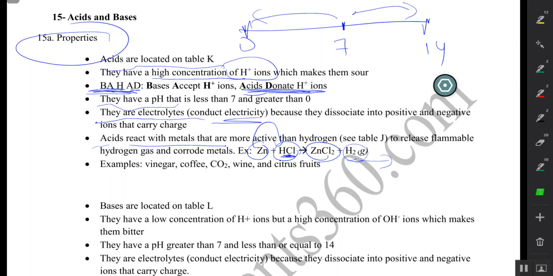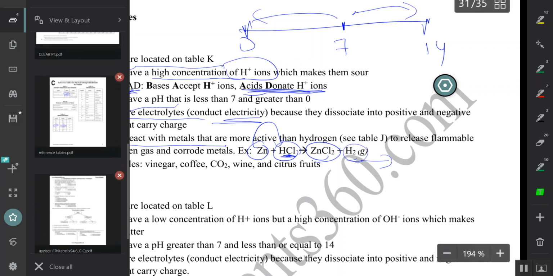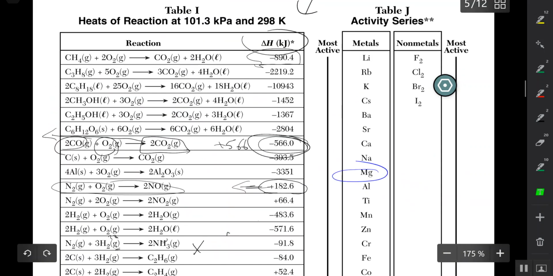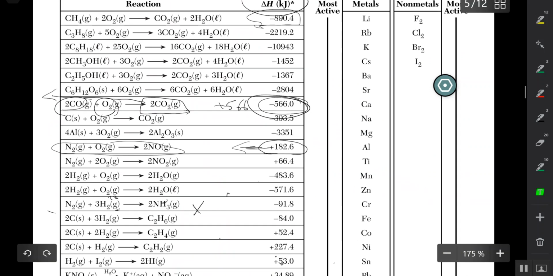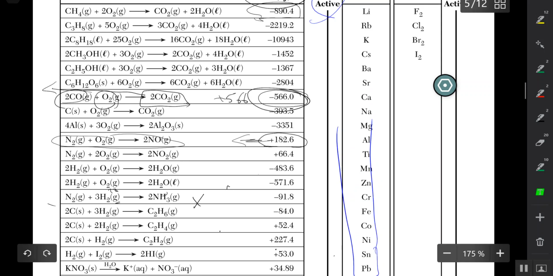How do you know which metals are more active than the others? Simply look at Table J. Here we have Table J, and it shows the metals that are more active. More active is on top. So here's hydrogen. If you go anywhere on top of that, you're going to get a more active metal.